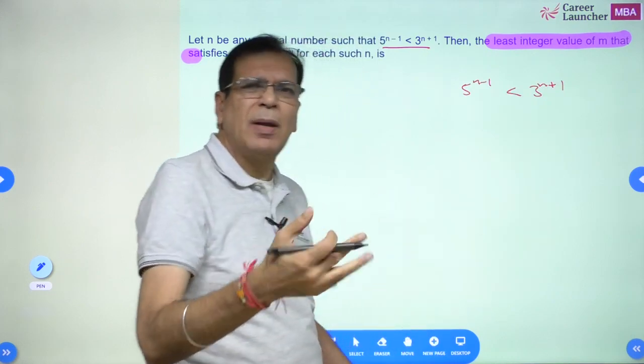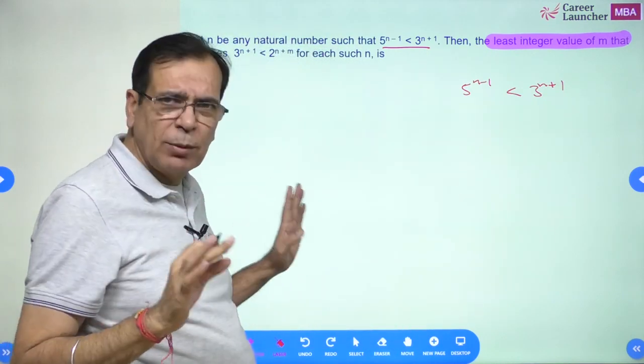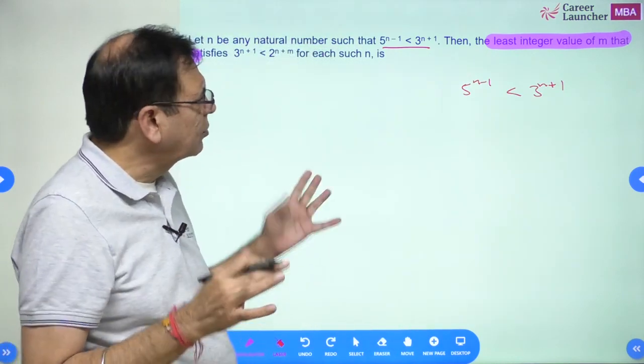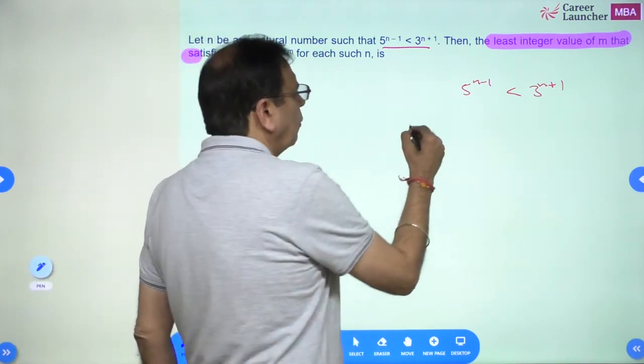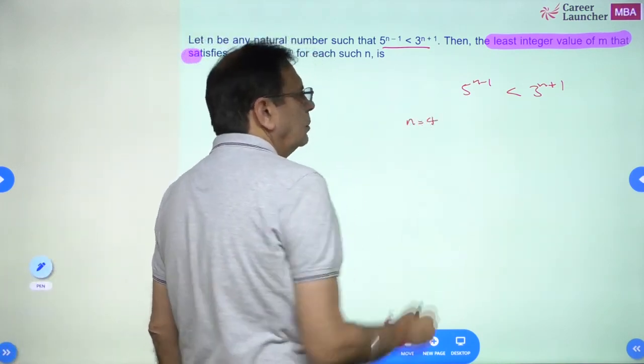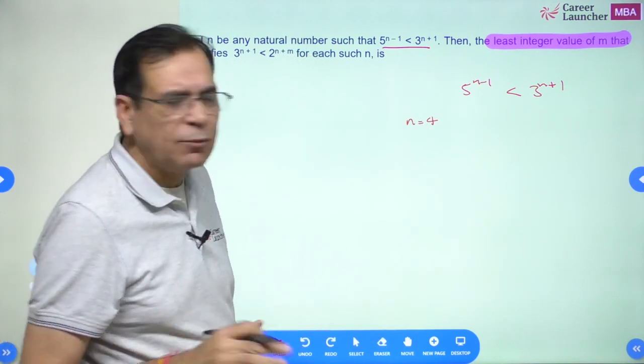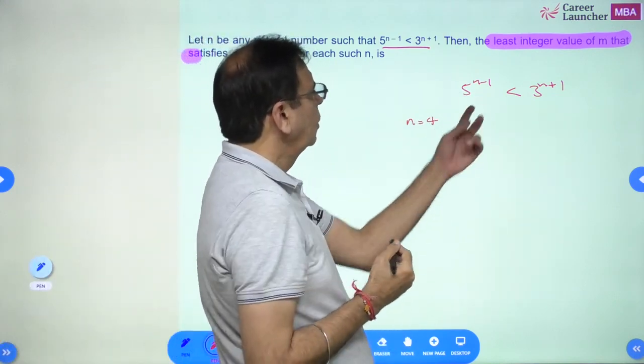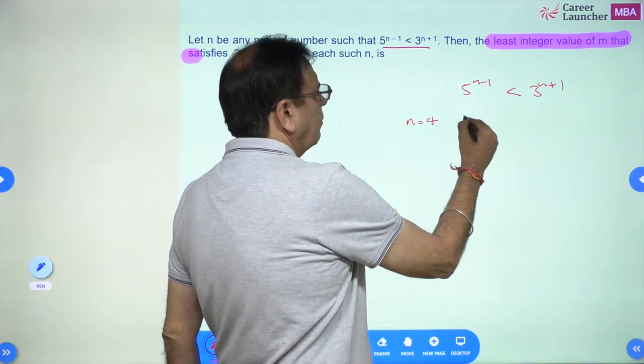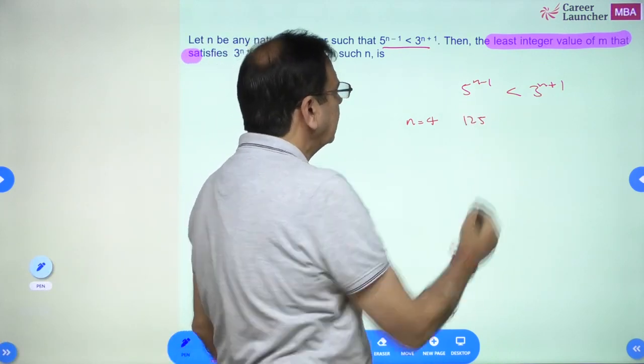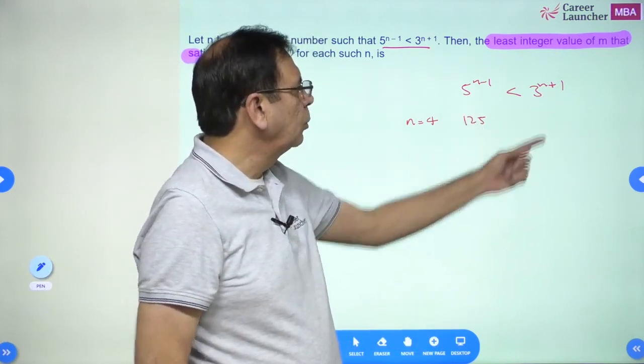Okay. n की मैंने random value लेता हूँ. I will not start from the smallest. I will take a random value. Let's take 3 or 4. Okay. Let's take n equal to 4. I am taking 4 because paper में मैंने 4 लिया था. So what does it become? 5 cube. 5 cube is 125. And right hand side n equal to 4 means 3 to power 5.